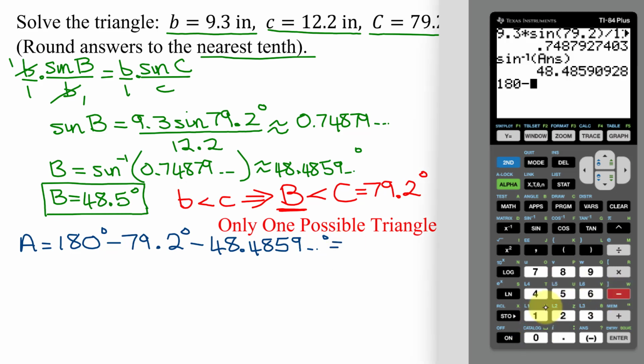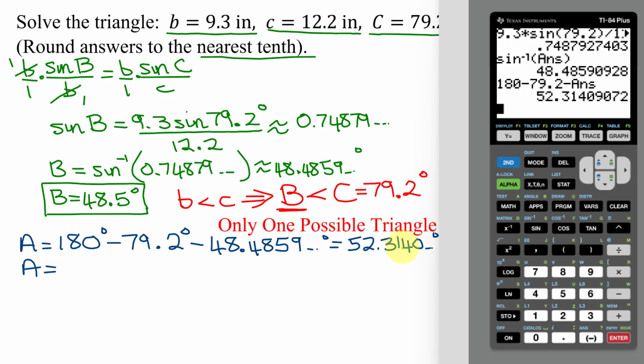Doing that on the calculator, 180 minus 79.2 minus, this is the accurate version for angle B, so I'm just going to use the answer key, hit enter, and I get 52.3140, etc. degrees. So I know angle A, when rounded to the nearest tenth, the 1 is not going to affect the 3, so it's 52.3 degrees.